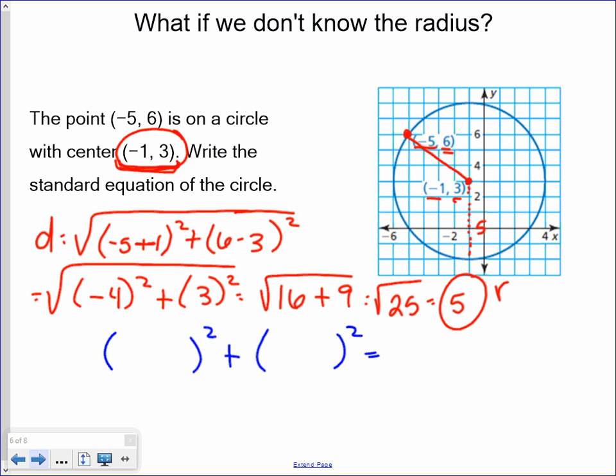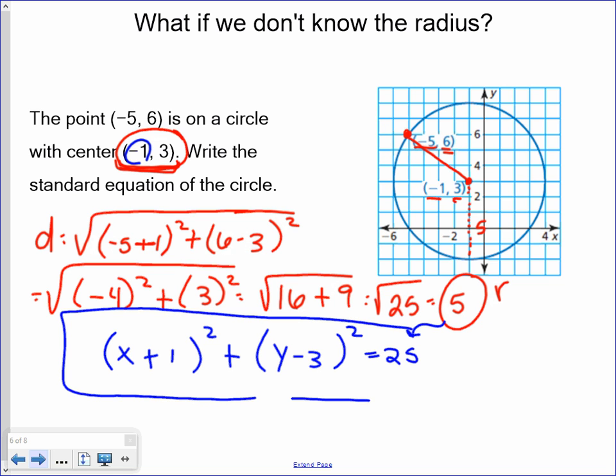So Haley, since you asked, I'm going to pick on you a little bit here. If the x-coordinate is -1, what would go inside here if you think opposites? +1 squared. And then if this is a +3, anybody, what would go here? -3. Y -3. And then your radius squared. So 5 squared is 25.